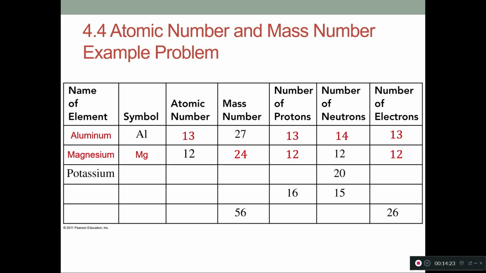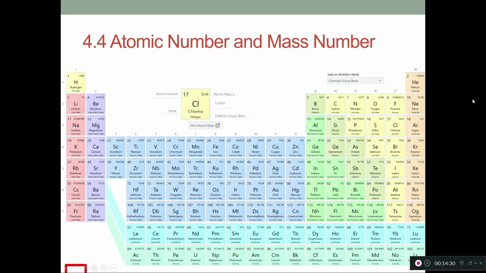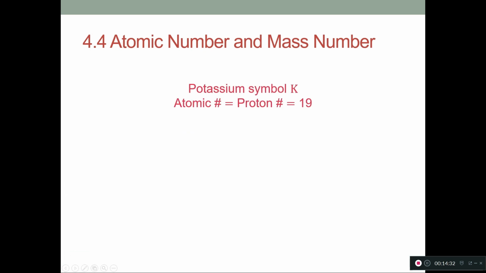The next one gives us potassium. It tells us the name of it, and it gives us the number of neutrons. So we want to look for potassium on the table. That's this one, and so we see that this has the symbol K. It's an atomic number of 19, which means that it also has 19 protons.